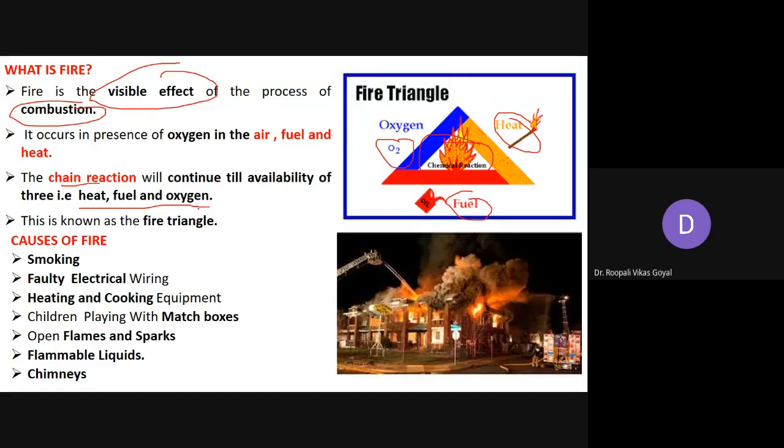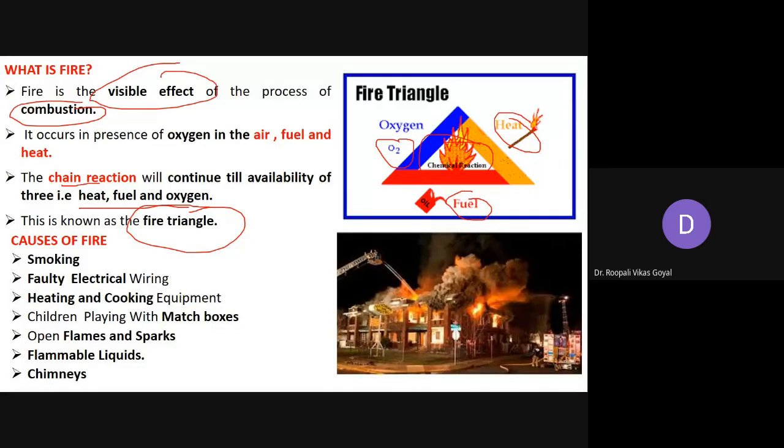And this is called the fire triangle. Due to this fire triangle, fire normally occurs. So this fire triangle is the base behind fire resistant building. You have to understand how fire has taken place.